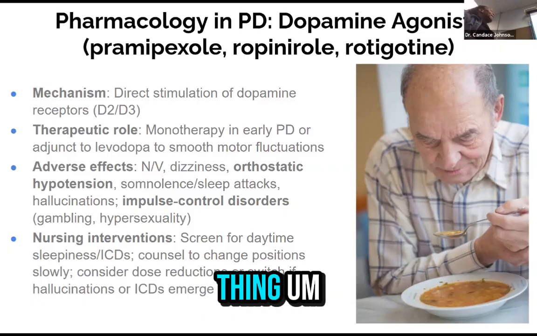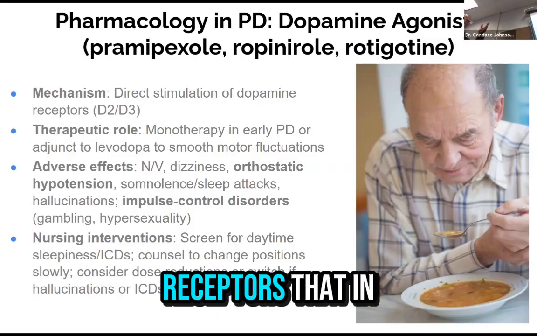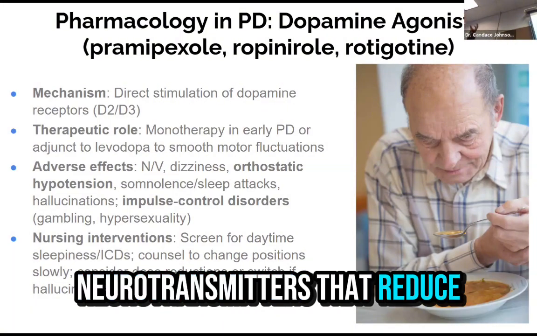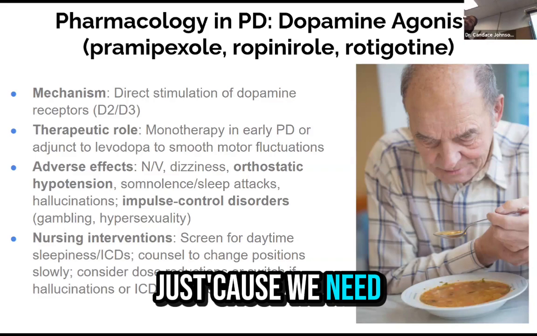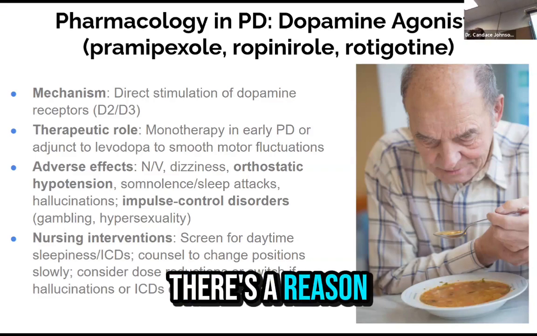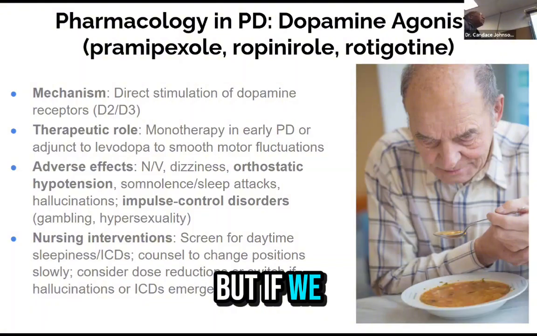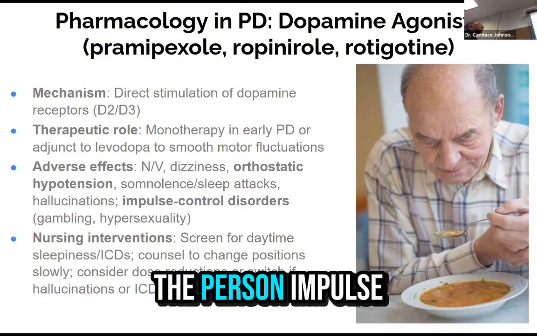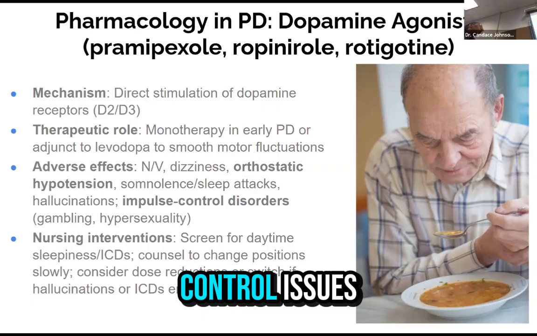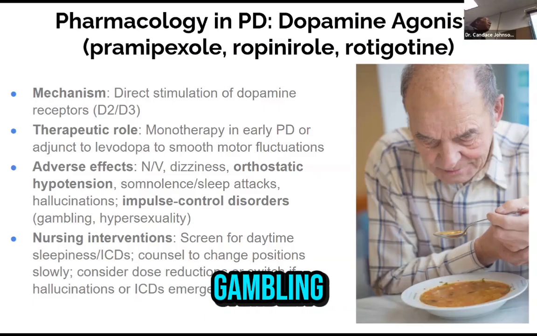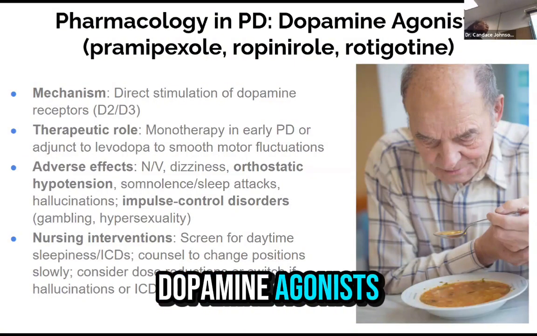So it's encouraging you, because gambling and other pleasure activities like that, addictive activities, are firing off that dopamine, right? And we want dopamine to be firing off, right? It's a good thing when it's good. But we also have receptors or neurotransmitters that reduce dopamine just because we need to keep it in control, right? There's a reason we experience all these neurotransmitters. But if we stimulate too much dopamine, we may give the person impulse control issues, right?